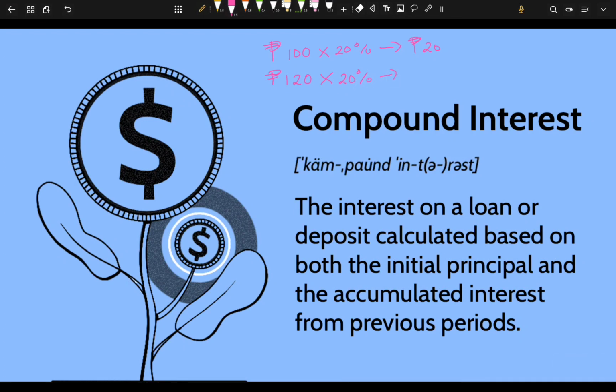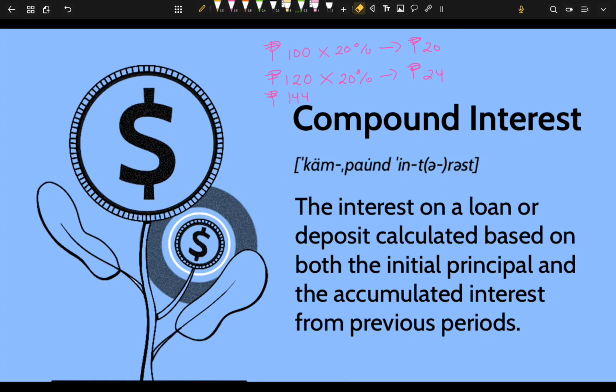So, 120 times natin ng 20%, that is 24. And then this 24 pesos will add up again doon sa ating 120. Therefore, we have 144. And the cycle will continue. So, ganun po kapag compound interest tayo. Ibig sabihin, yung ating tubo ay tutubo pa lalo.